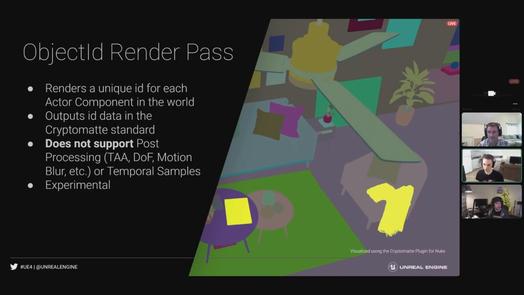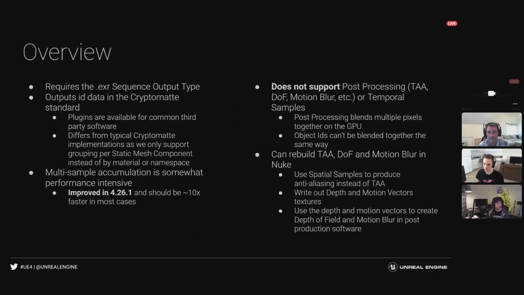And that's the one that we choose to output in. We do not support post-processing, as we mentioned briefly earlier. So no TAA, no depth of field, no motion blur. And temporal samples physically works, but it does not produce expected results because the math is not correct. And we'll talk about that a little bit later. And this is an experimental feature.